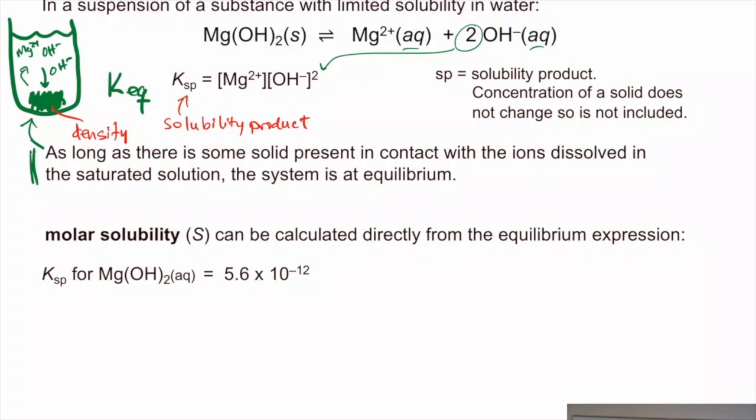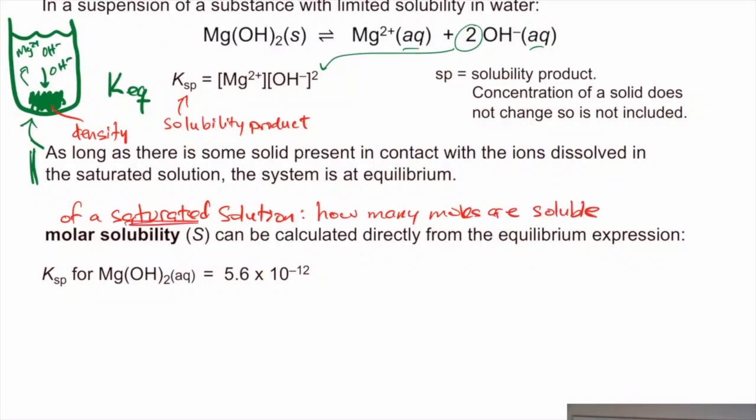And we can calculate that directly from the equilibrium expression, as the bullet point here says. But let me show that to you mathematically. So let me just be specific here. This is of a saturated solution. How many moles are soluble? But it has to be saturated, meaning that you have to have some solid there. If there's no solid present, you don't know if the solution is saturated or not.